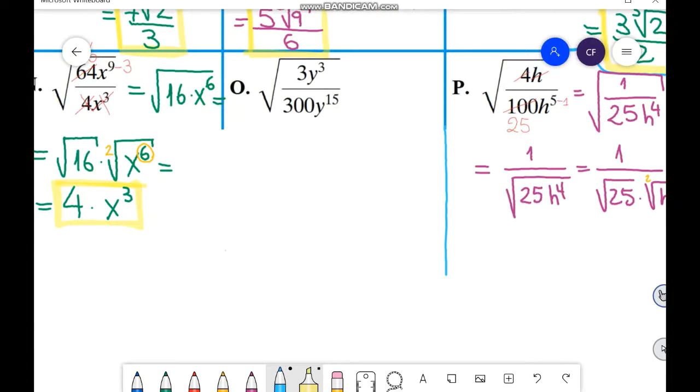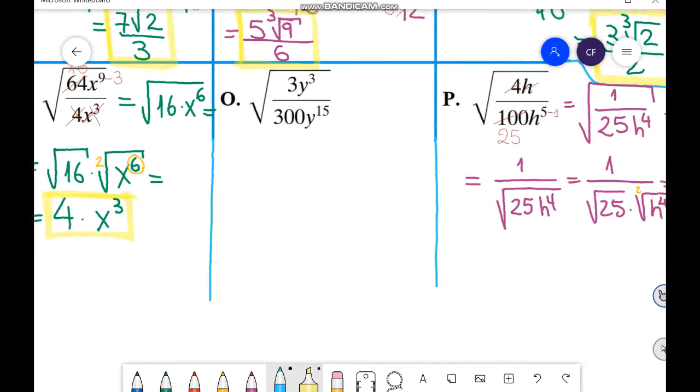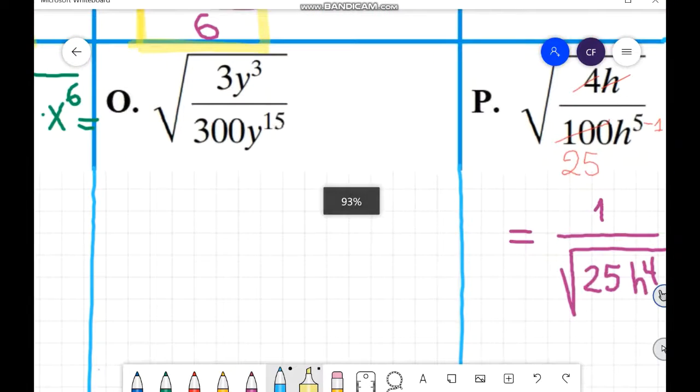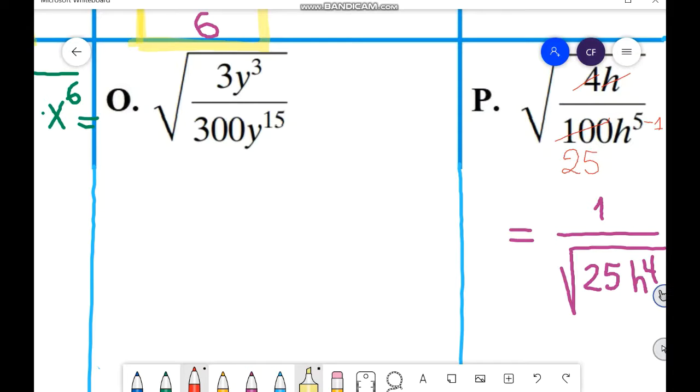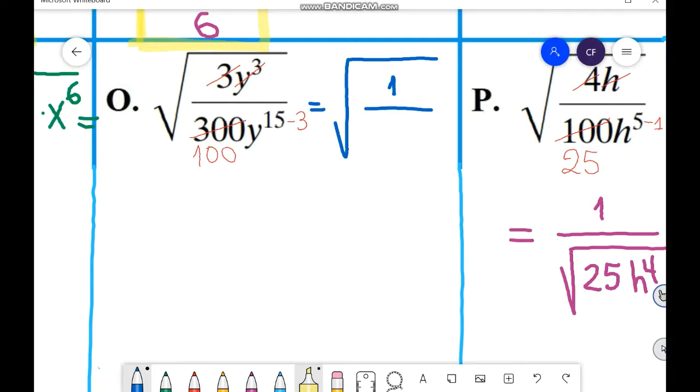Check this out. First, try to simplify the most that you can inside the radical. So we have 300 that you can divide by 3, which is 100. And we have y cubed. You can simplify by subtracting from these exponents, right? That means after you simplify, you're going to get rid of the numerator. The numerator is 1 now. And the denominator is 100 times y, 15 minus 3, 12.